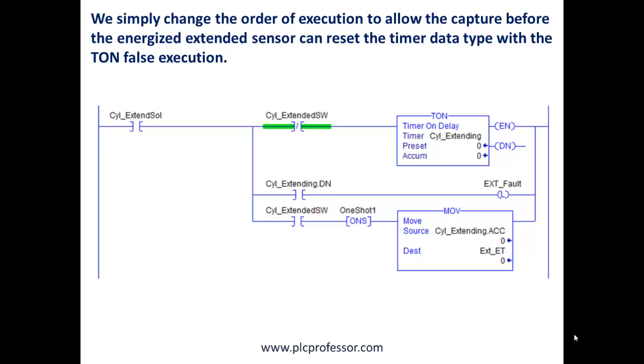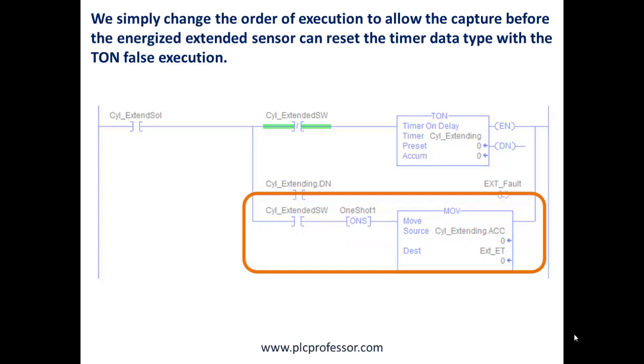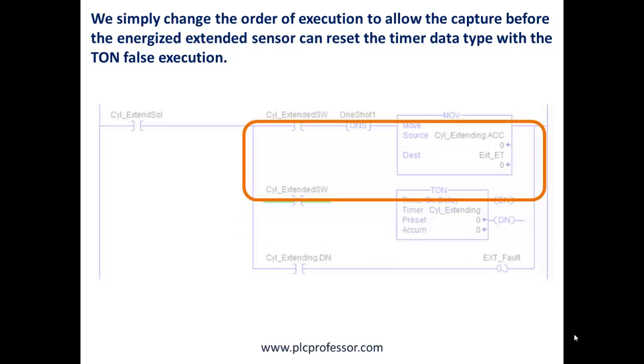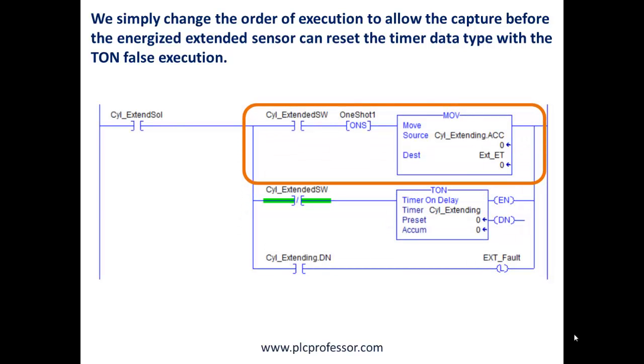We move the bottom branch to a position earlier in the logic scan, so it gets scanned first. So we'll back up and do that again. Look at your cylinder extend true if on, one shot, and the move. We just take it and move it up so it's first. Therefore, when the extend switch is made, it one shots the move, moves the accumulate into the extend ET register. Then in the next branch, that's false, so it resets the timer, and so on.